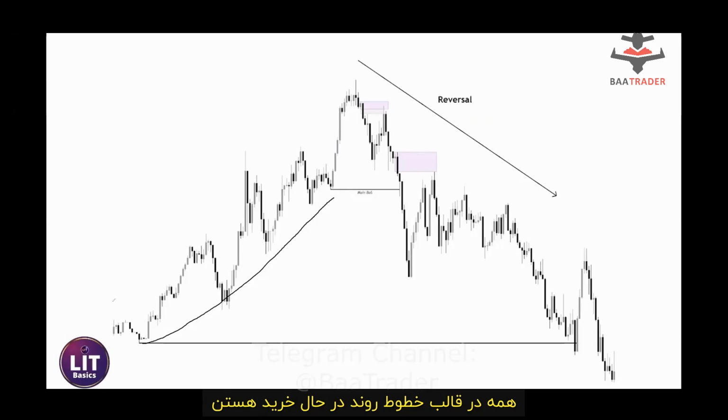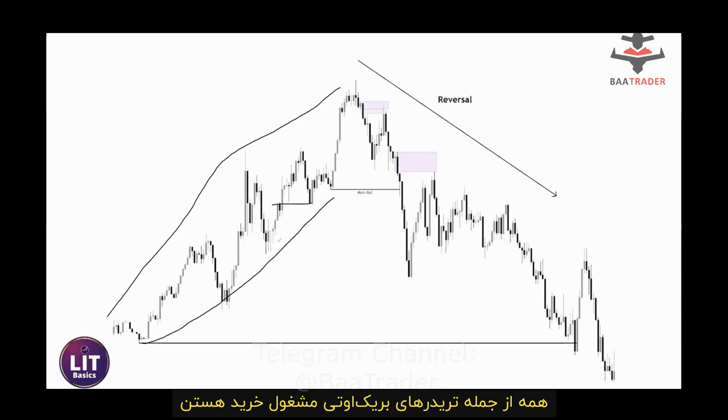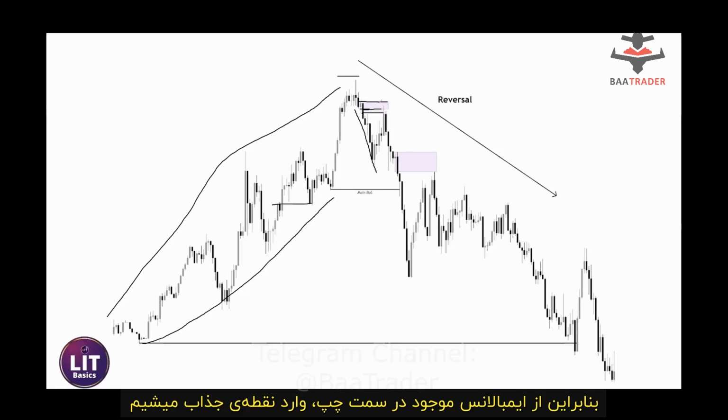Everyone's buying in the form of whatever trend lines, or if it's your breakout traders, whatever it be, everyone's buying. And essentially we have our inducement high. Then, of course, price reacts from there. At this point, it's very hard to see, but you can see the imbalance over here, and then you can see the POI. So essentially, we're coming into the POI from the imbalance to the left.